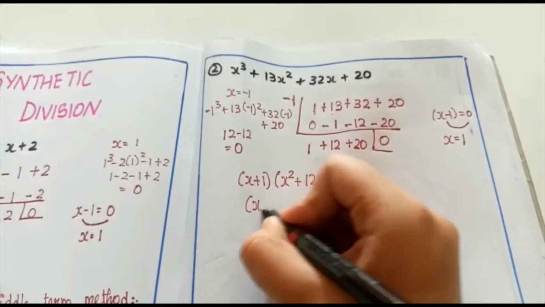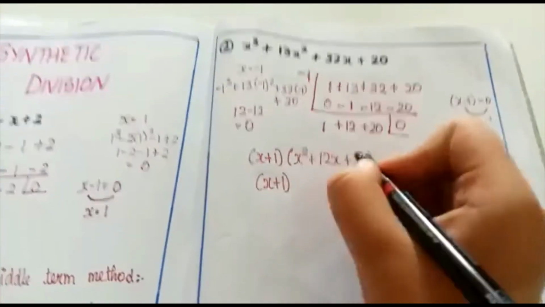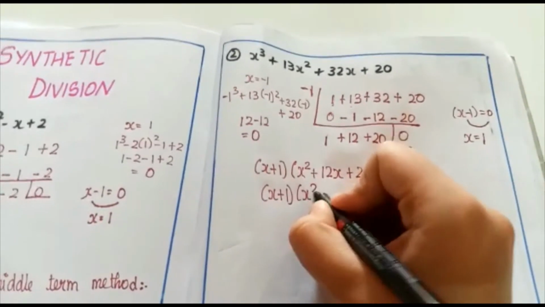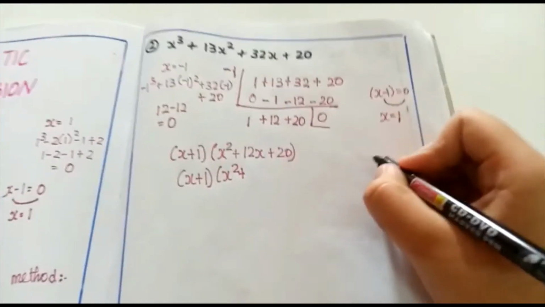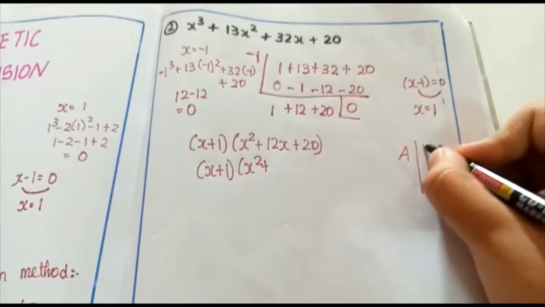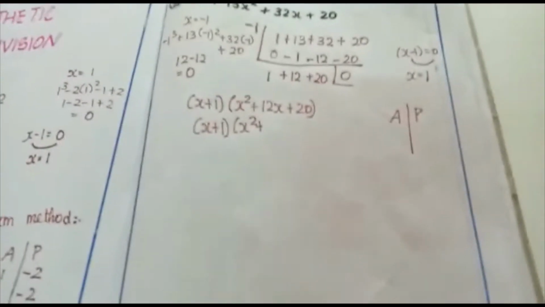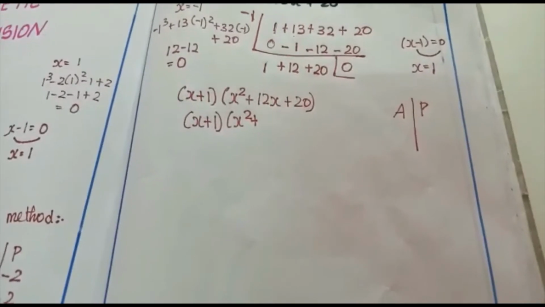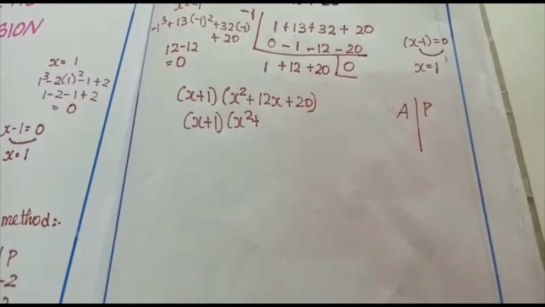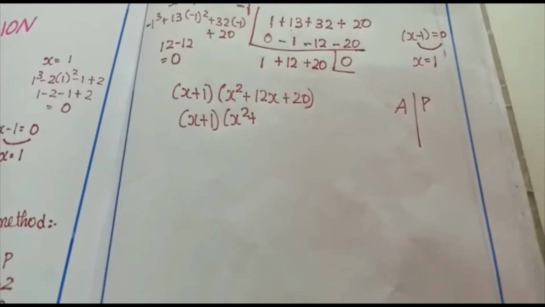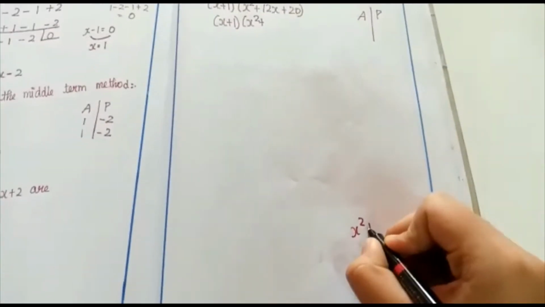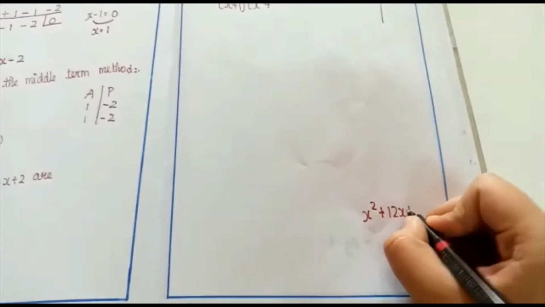When we use the middle term method, write the first factor every time, x square plus. How do we come to know what factor we should take? For that, we use the AP method. In this AP method, we should take two numbers which when added give 12, and when multiplied give 20. How do we get 12 and 20? It's easier. When we have terms like x square plus 12x plus 20, we have to split this using the middle term.